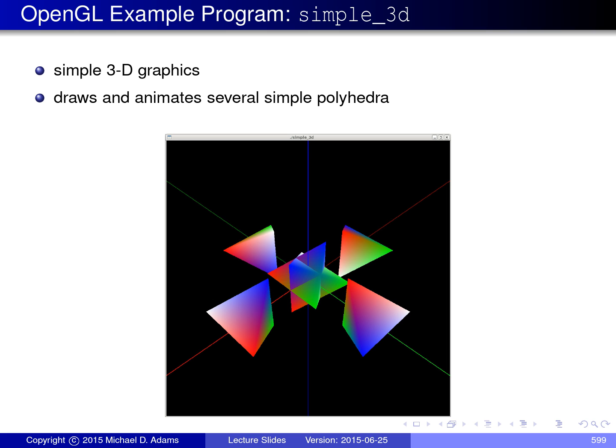Next, we're going to look at the Simple 3D program, which rather unsurprisingly is a simple 3D graphics program. And essentially what it does is draw and animate several simple polyhedra, and the graphics output looks something like what's shown on this slide.